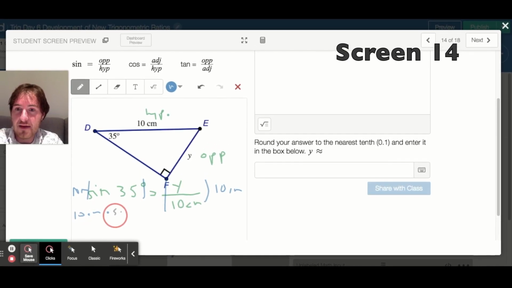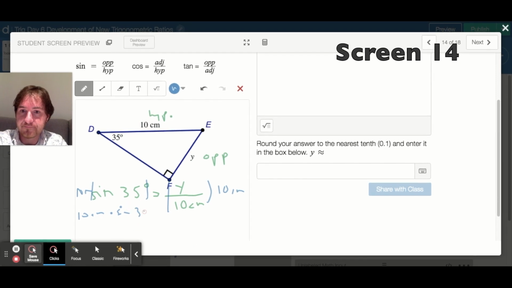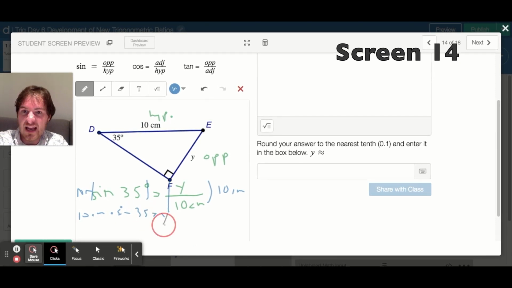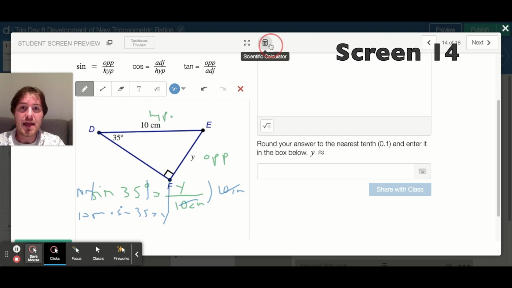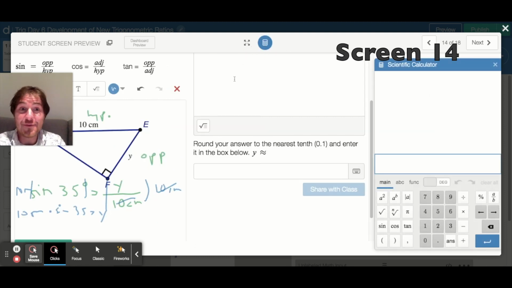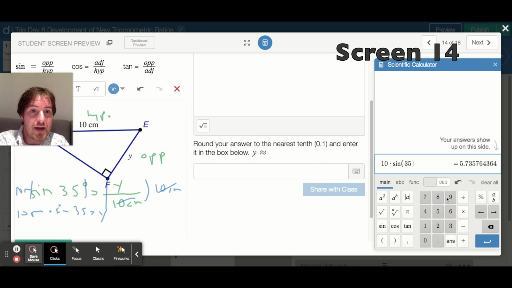And now I'm going to do 10 centimeters times sine of 35 equals y. And I have y isolated because 10 centimeters divided by 10 centimeters, those are inverse operations. They cancel each other out here. And so now I have 10 centimeters times sine of 35 degrees, and I'm good to go, okay? You can even just type in this whole statement, right? 10 centimeters times sine of 35 degrees, and that's going to tell me my answer. And what do I get? I got 5.73, and I think that makes sense here.